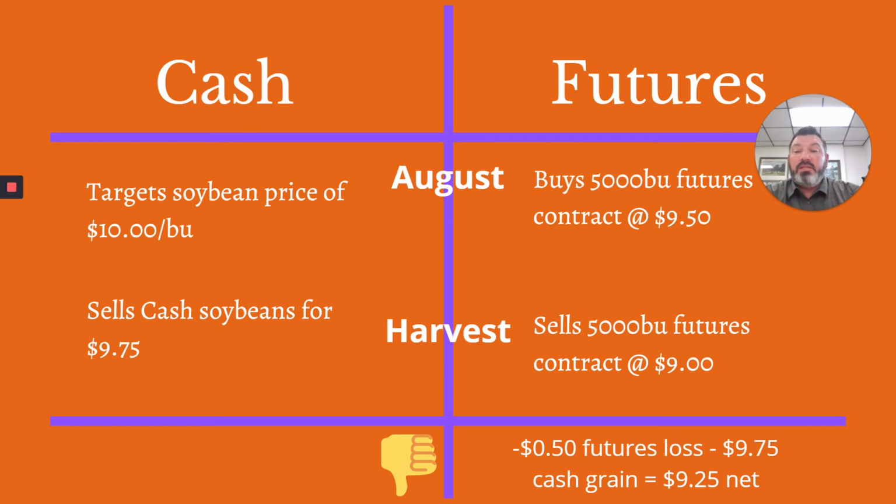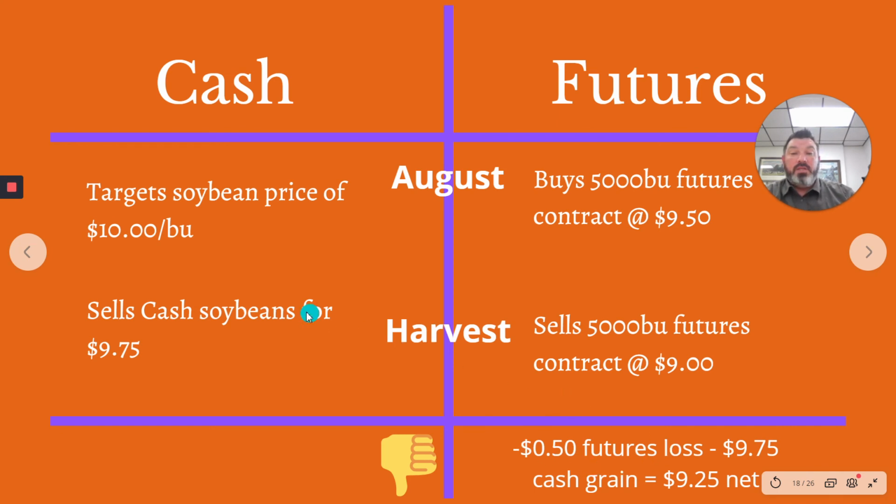We sell them across the scale. $9.75 is our harvest price. And we have to close that long position that we took. And so we sell that 5,000 bushel futures contract for $9. Now, if we follow along here, obviously we didn't do so hot. We went long at $9.50. We bought. We have to sell it at $9, so we actually lost 50 cents on our futures contract.